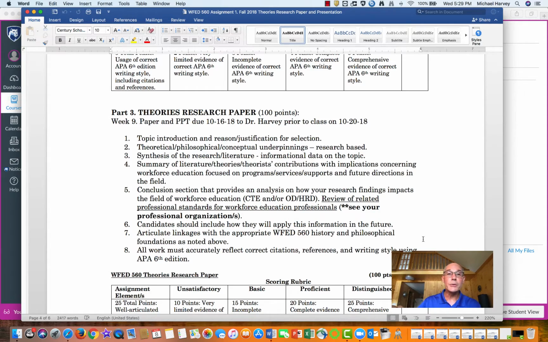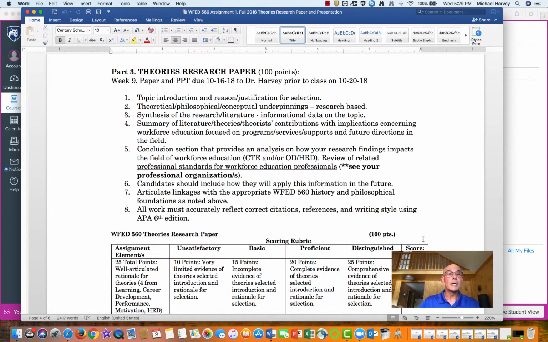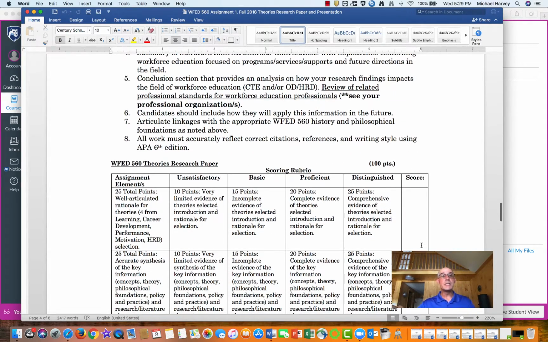And again, the overview here of the paper is just taking a look at topic introduction, rationale for selection of the theories and the philosophical conceptualization underpinnings, the research base, a synthesis of the research and literature on each of your 4 individual theories and theorists on the topic, and then a summary of the theory and theorists with their contributions to the field, a conclusion section, which is a summative for those 4 theories in relationship to CTE and ODC, HRD for workforce development.